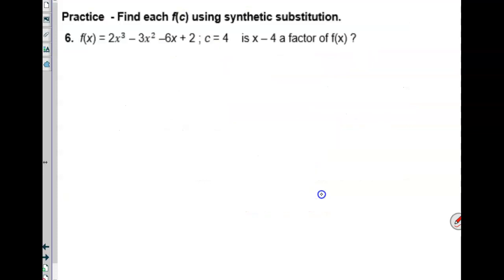All right, we are going to do number 6. It says find each f of c using synthetic substitution. Okay, so which way do you want to do it? You want to put the 4 in. Synthetic substitution means synthetic division. You want to do it by synthetic division. Some of you can just type it in. Somebody type a 4 into all that for us. I'll go ahead and do it this way.